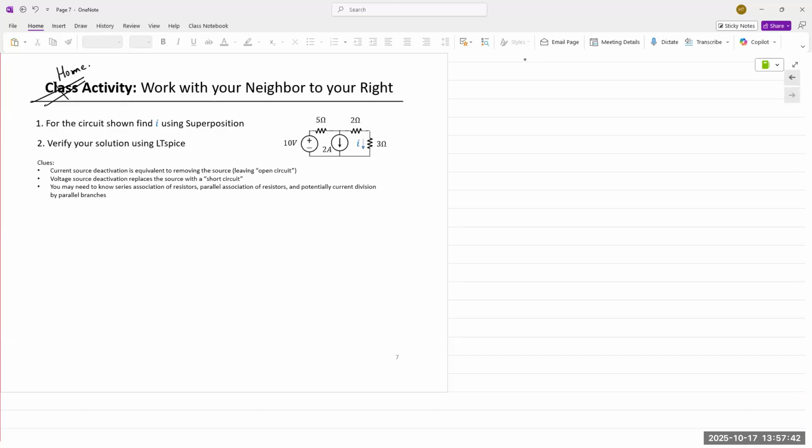So again, first, the manual solution, then software. Okay. All right. Any questions?